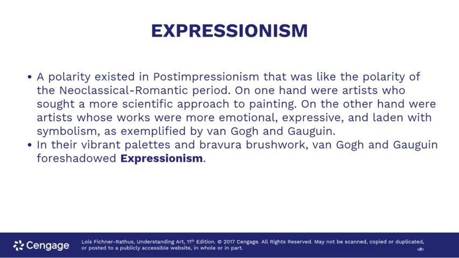A polarity existed in post-impressionism that was like the polarity of the neoclassical romantic period. On one hand were artists who sought a more scientific approach to painting, like Seurat, and on the other hand were artists whose works were more emotional, expressive, and laden with symbolism, as exemplified by Van Gogh and Gauguin. In their vibrant palettes and bravura brushwork, Van Gogh and Gauguin foreshadowed expressionism.